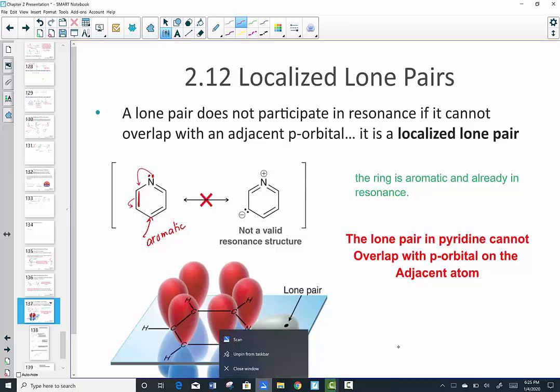The lone pair in this molecule cannot overlap with the adjacent atom. So this lone pair ends up being parallel to the axes instead of perpendicular to the axes. So these are localized electrons.